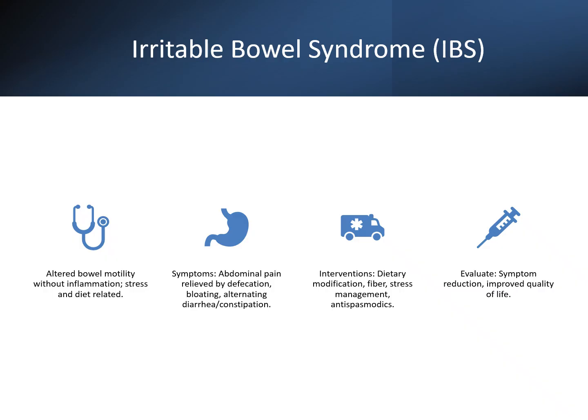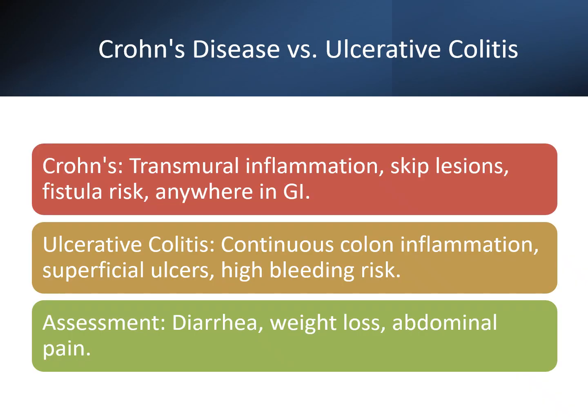Irritable bowel syndrome. What is it? It's altered bowel motility without inflammation, stress and diet related. Symptoms: abdominal pain relieved by defecation, bloating, alternating diarrhea and constipation. Interventions: dietary modifications, fiber, stress management, antispasmodic medications. Evaluation: symptoms reduced, improved quality of life.